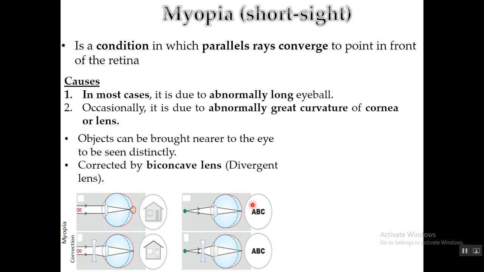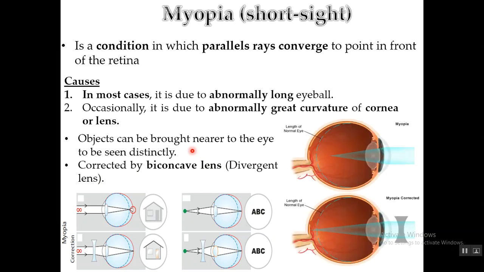The problem here in myopia is not to see the far object. The patient with short sight or myopia sees a near object, like the letters here, but he cannot see the far object. Okay, because when he looks at the far object, the parallel rays will converge to a point in front of the retina. To be corrected, you need minus lenses or concave lenses to bring the image to a point on what? On the retina. So you need to correct by a biconcave or divergent lens. Okay, this is the myopia.